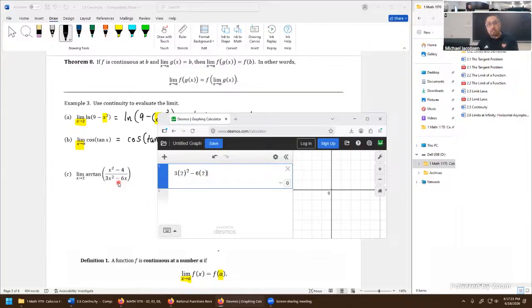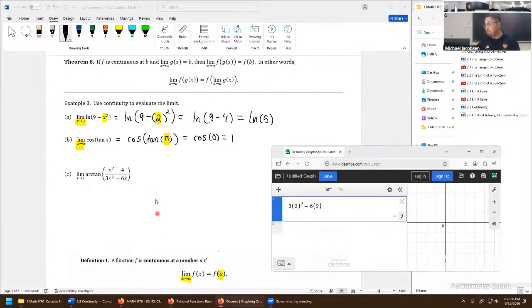You cannot use direct substitution. The overall function composition is actually not continuous right at 2. We need to do a little bit more work on this one just to try to get it to simplify down. So this one is a little bit more similar to what we did in section 2.3. But here's another view you can take on this one.